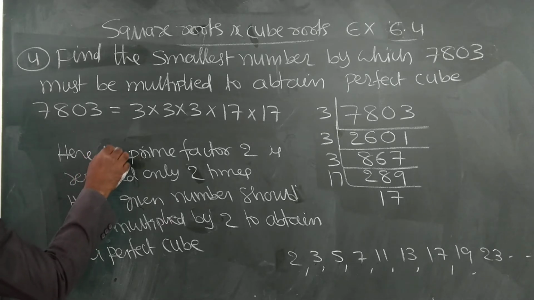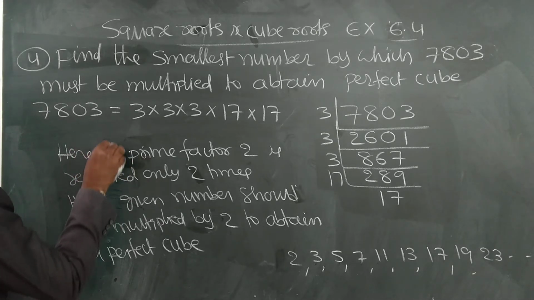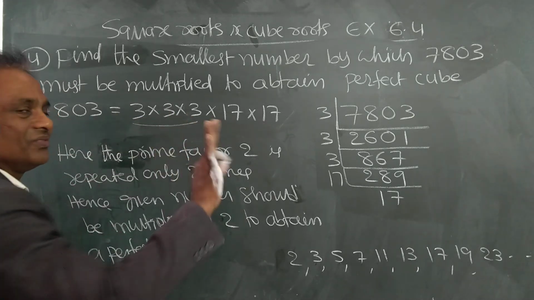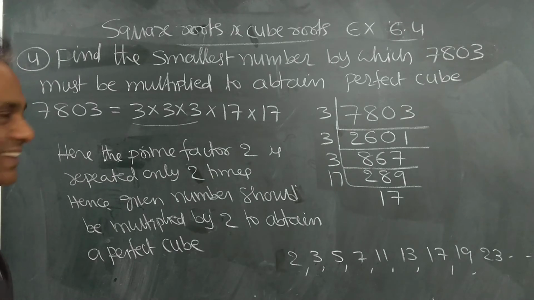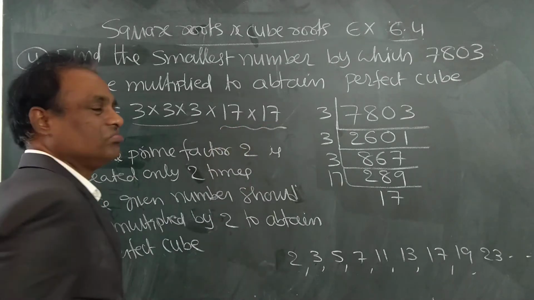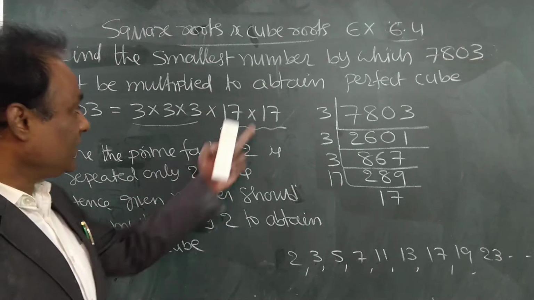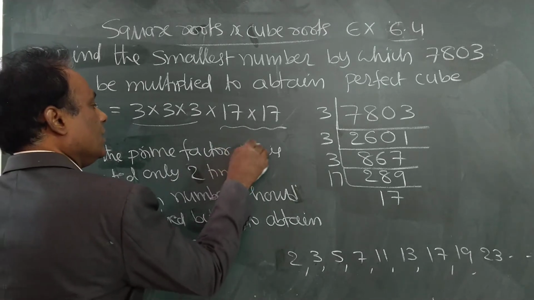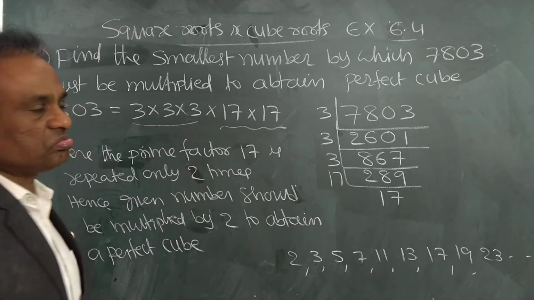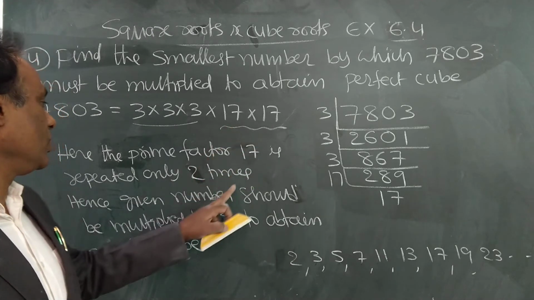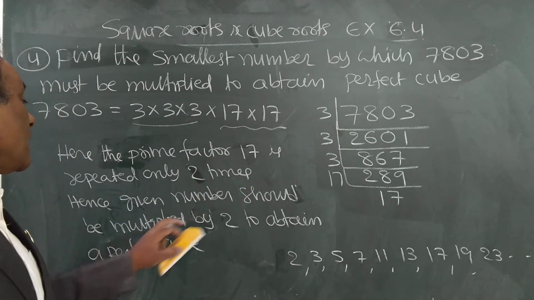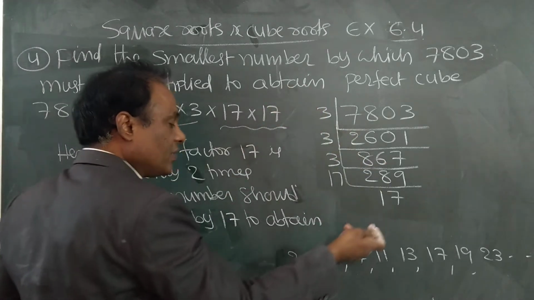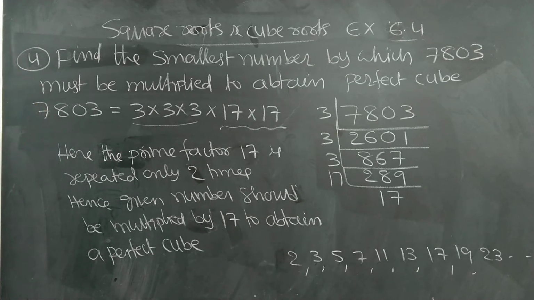So here this 3 is repeated 3 times. Very good. But 17 is repeated 2 times only. What do we need? We need one more 17. So here the prime factor 17 is repeated only 2 times. Actually it should be 3 times. Hence the given number should be multiplied with one more 17 to obtain a perfect cube.